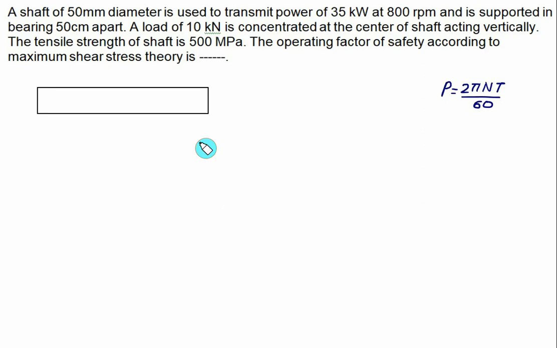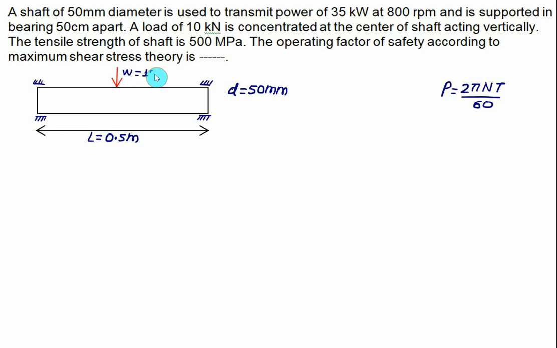So consider here a circular shaft of diameter d equal to 50 mm, and we have given here bearing support at the two ends. The bearing support distance is given as L equal to 50 cm, that equals 0.5 meter, and it is subjected to a load of 10 kN at the center of the shaft. So we have load W acting equal to 10 kN.